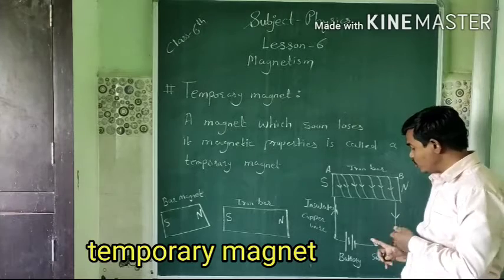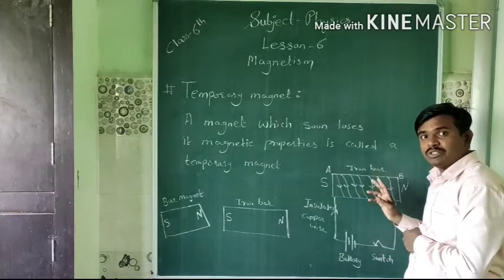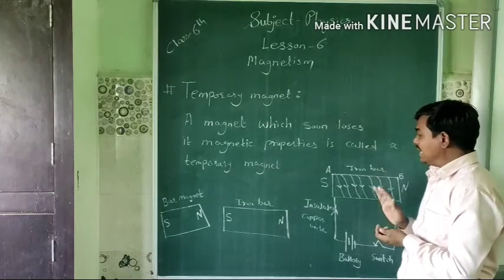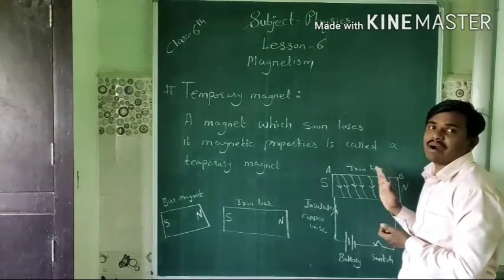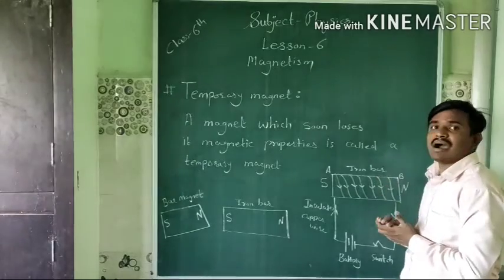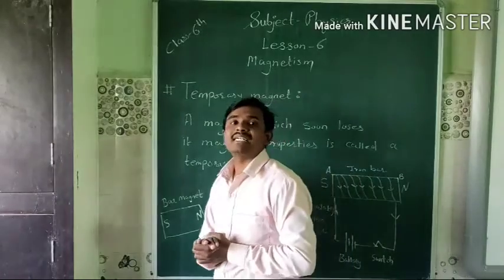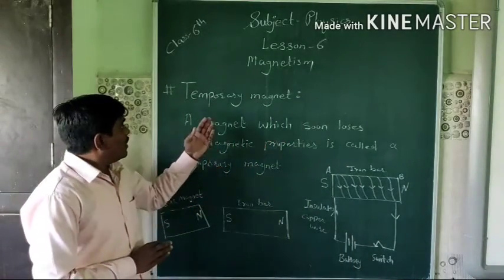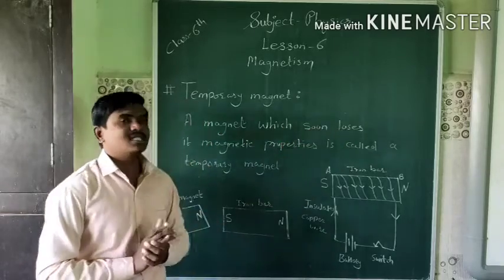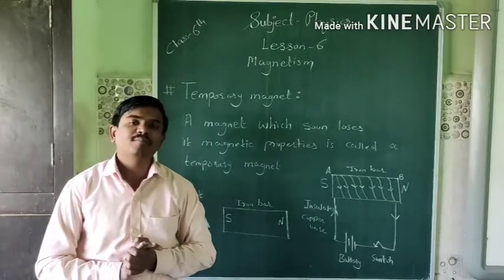But when you switch off, and the current does not pass through this coil, it loses the properties of a magnet and becomes just an iron bar. So in this electrical method, we can make an iron bar a temporary magnet. So lastly, we can say that a temporary magnet is a magnet which soon loses its magnetic properties.